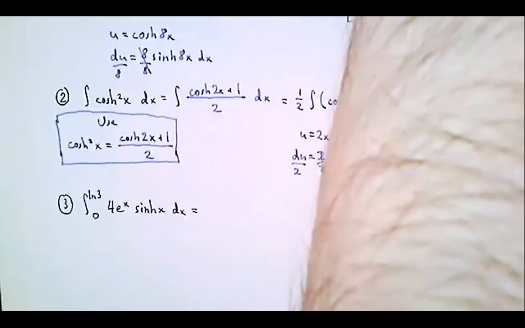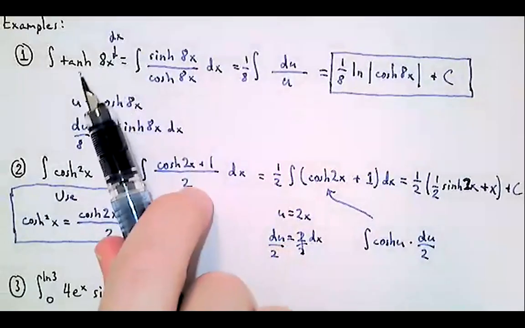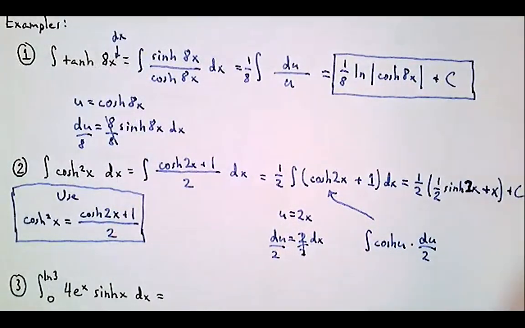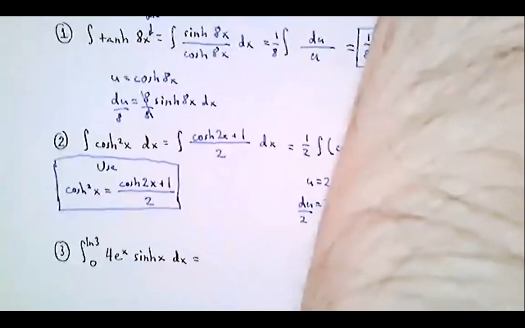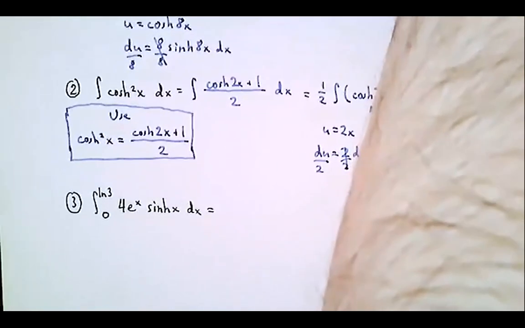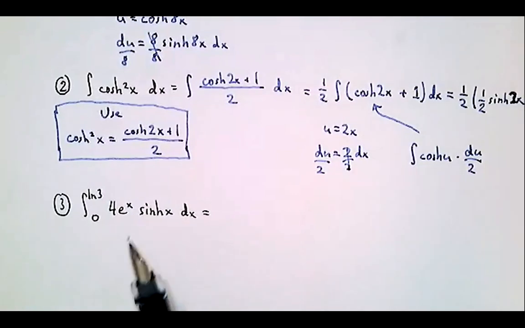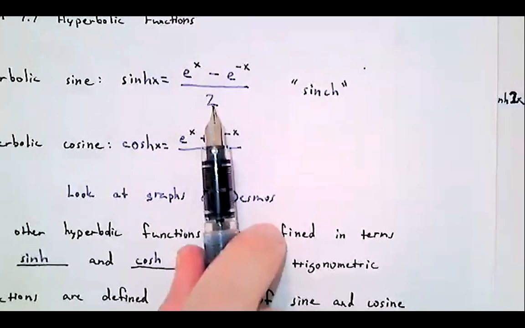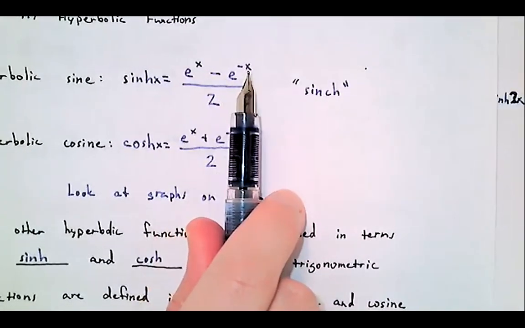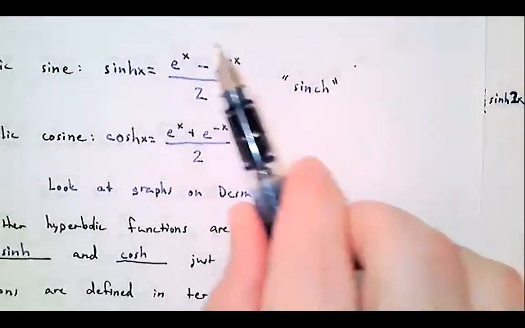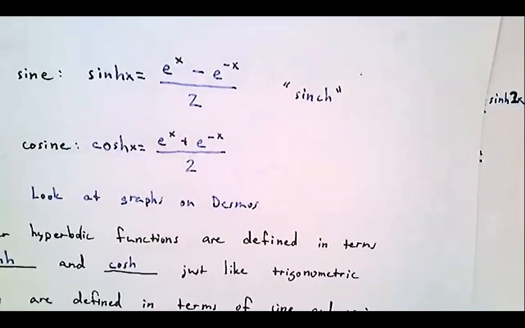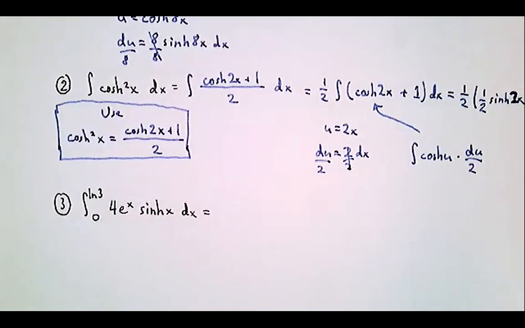So for this problem, instead of trying to do something like before, where we rewrote tangent or we used one of our identities, for this one, we're going to have to go back to what the sinh function actually means. So remember, way back on page 1, or last Friday, we learned that sinh is e to the x minus e to the minus x over 2. And this is what we're going to have to use.